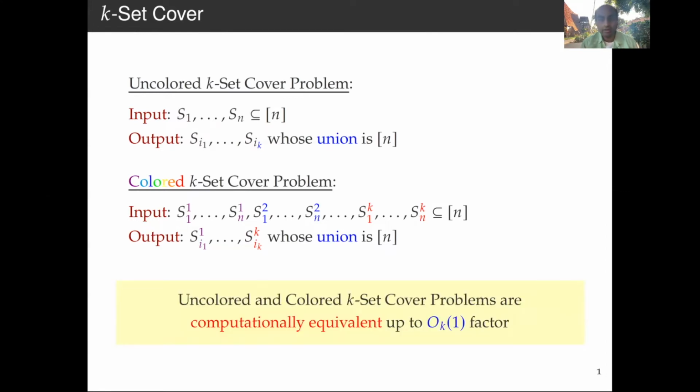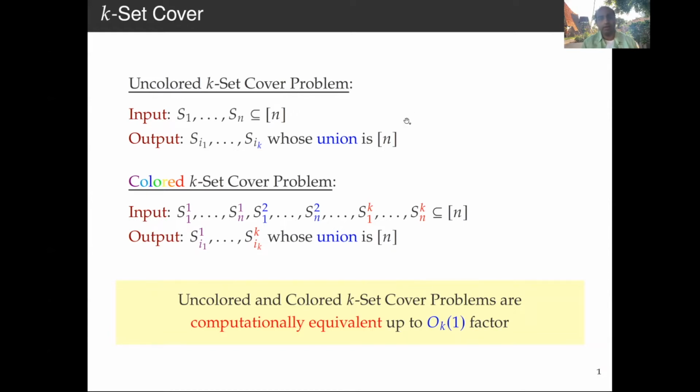And indeed, for this specific set cover problem, one can show that the colored and uncolored versions are computationally equivalent up to constant factors depending on k. So for instance, you can go from the uncolored version to the colored version by using the standard color coding technique. And from the colored version, we can go back to the uncolored version by adding some dummy universe elements, which forces you to pick one set from each color class. So this is for the k-set cover problem.